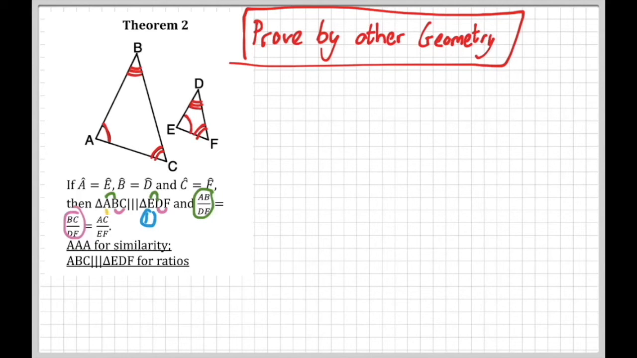But also it must be equal to 1 and 3, so AC over DF, because it's 1 and 3. So there are 2 things that happen when those triangles are what we call equiangular. In other words, when the corresponding angles are equal.